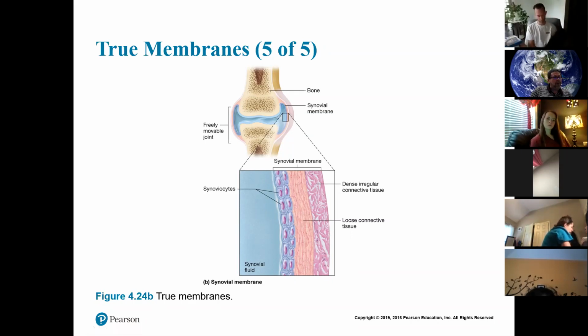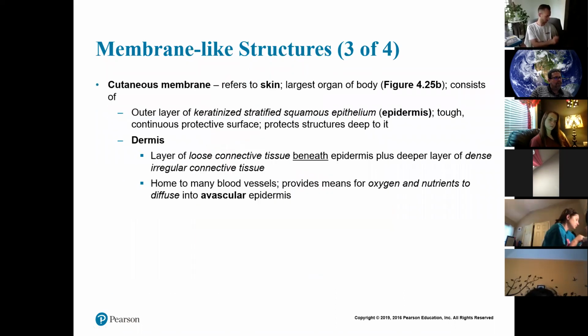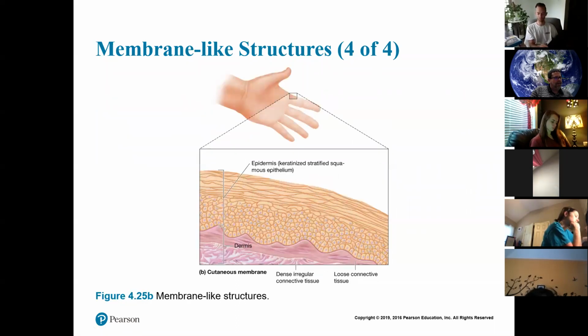Synovial means the joints, the whole chapter on joints coming up. And then the cutaneous is skin. We got a whole chapter on skin. And then we've been looking at mucous membranes lining the mouth, the digestive, male and female reproductive system. We mentioned goblet cells. And then we got a chapter coming up next on nothing but skin, the cutaneous membrane. Stratified squamous right there. Dermis, dense irregular down at the bottom.